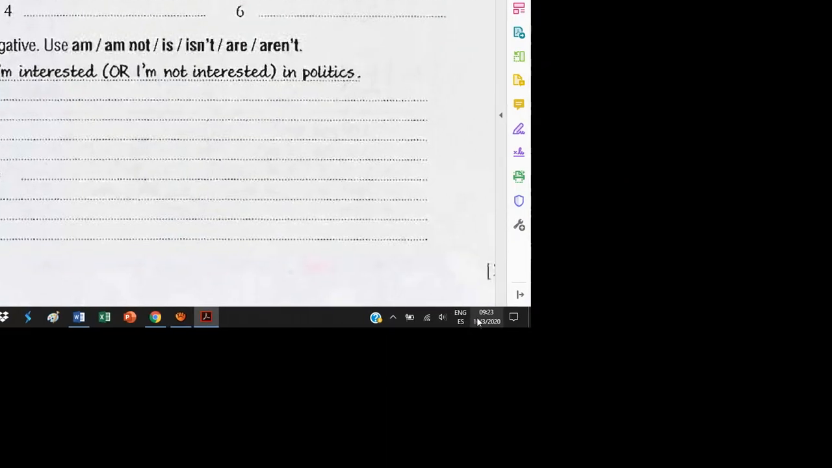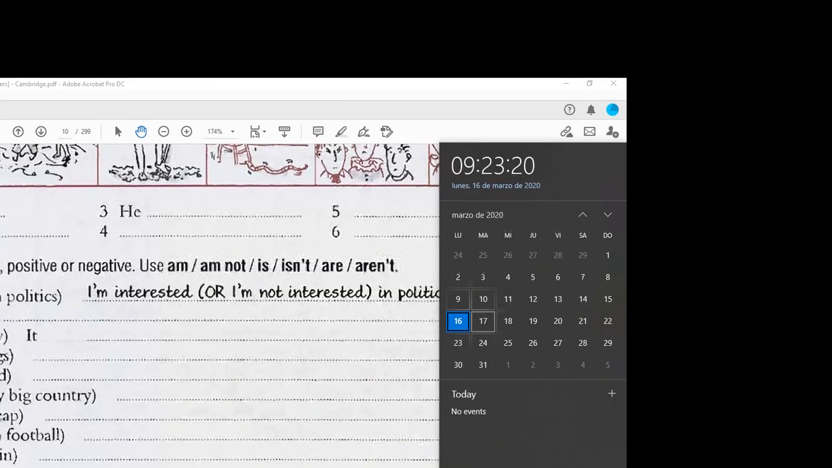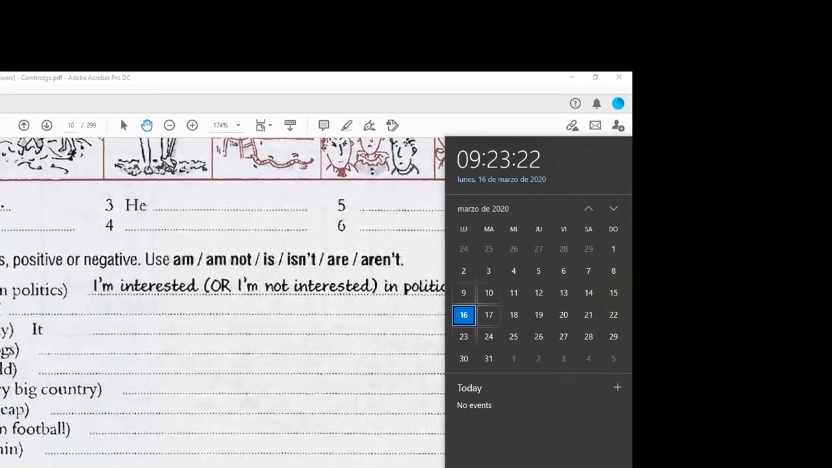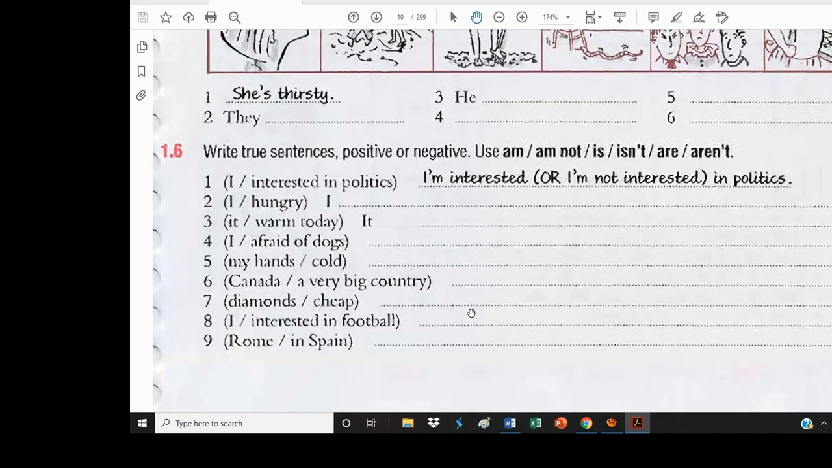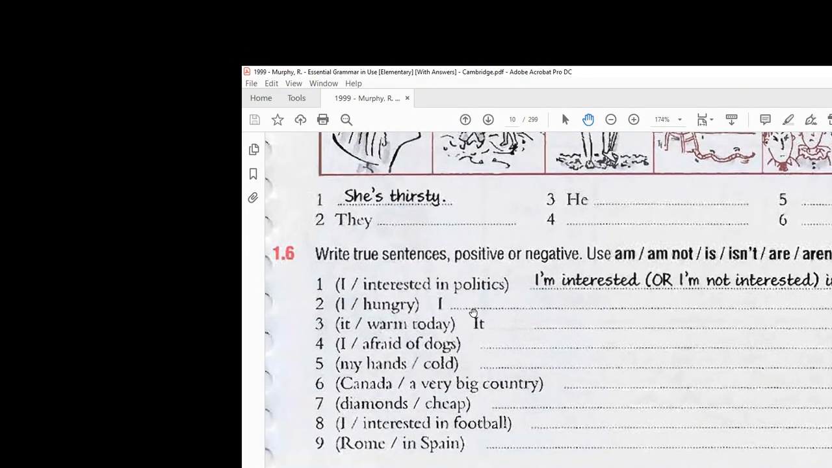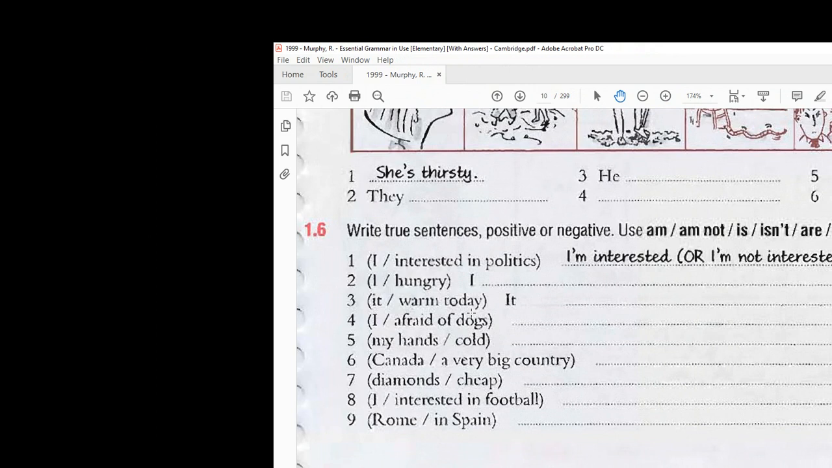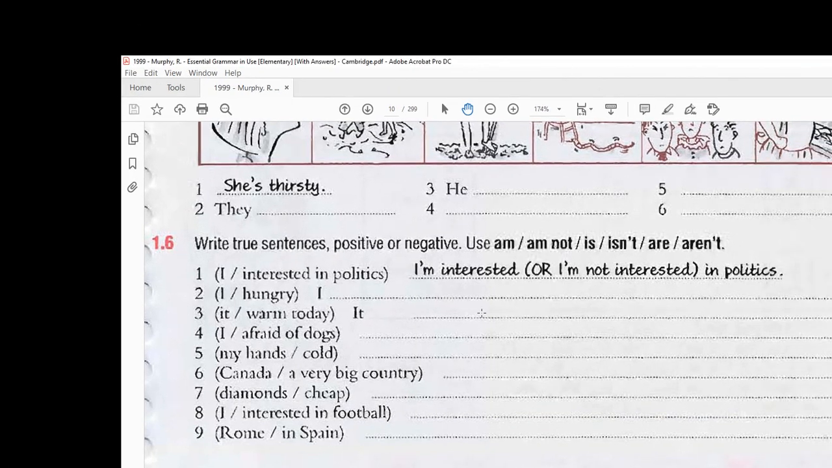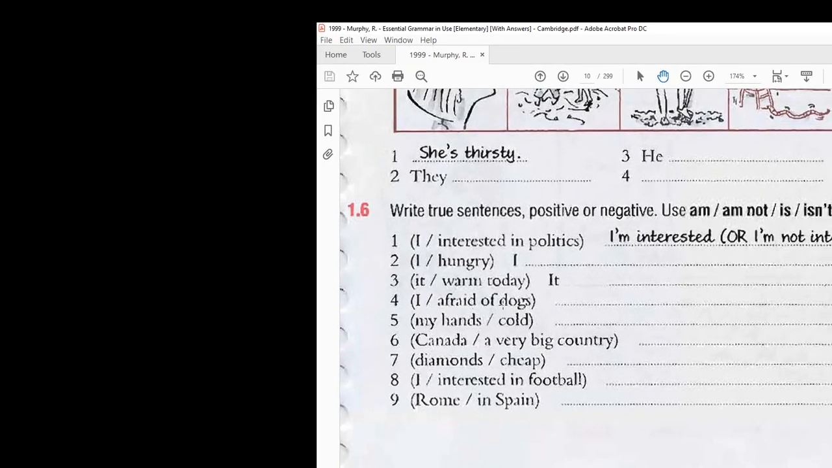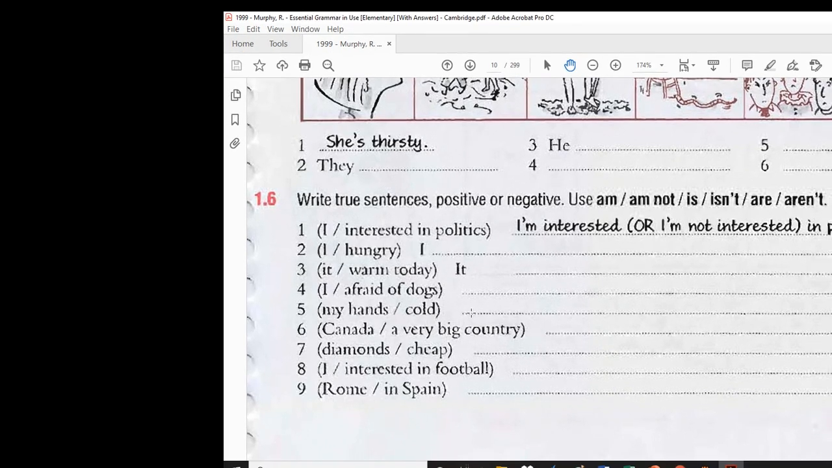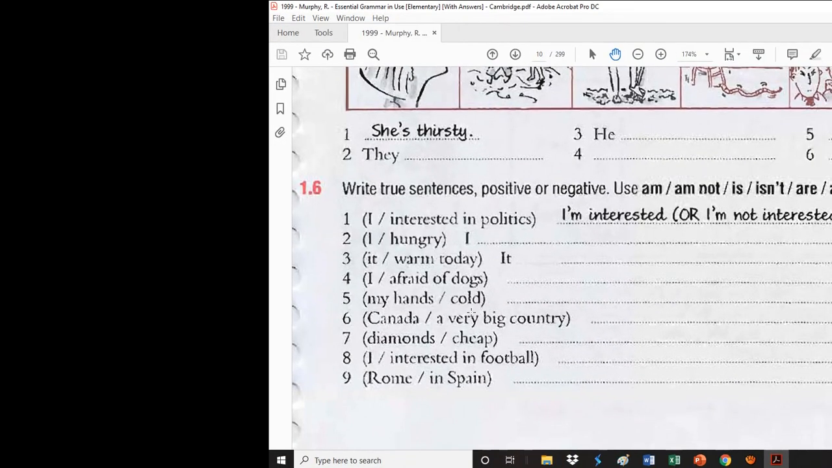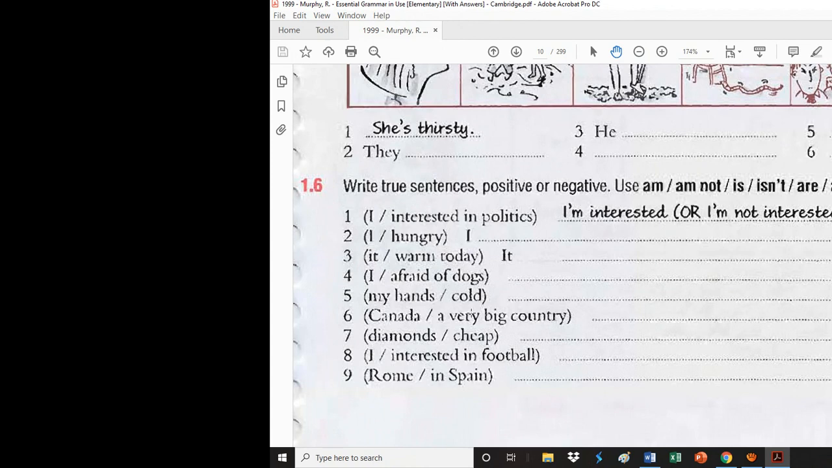"Hungry." Well, let's see what time it is. It is 9:23 and I haven't had breakfast yet. So yes, I am hungry. "It warm today." Okay, here you know that it has been raining like the whole night, so it's not hot today. It's not warm today, so it is not warm today. "I afraid of dogs." Honestly, I am not afraid of dogs. "My hands cold." Well, right now my hands are not cold.